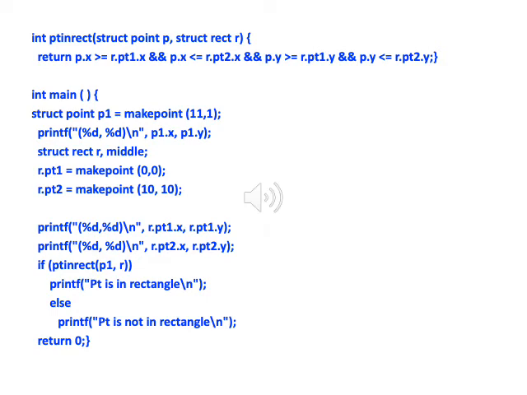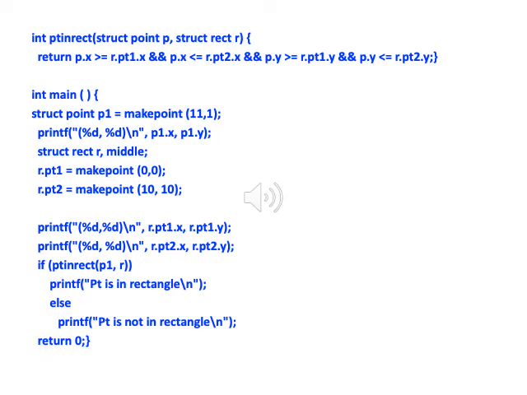If you use a different value for P1, let's say 1 comma 2 as an example, then 1 is within bounds for x, between 0 and 10, the range for x, and 2 is also within the range for y, which is also 0 to 10. So both are within range, and the final expression is going to evaluate to true. So p.x, which is 1, is greater than r.pt1.x, which is 0, and it is less than r.pt2.x, which is 10.